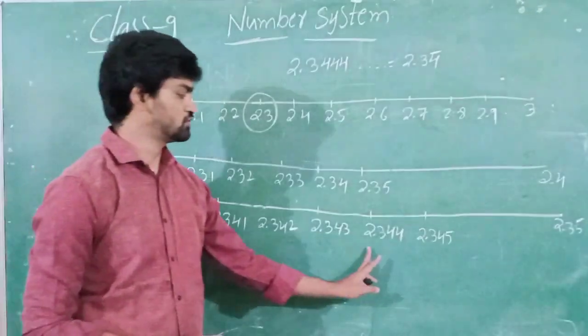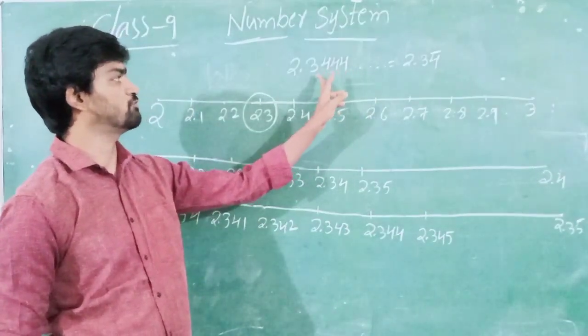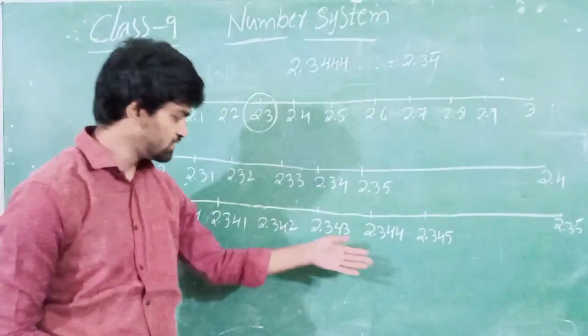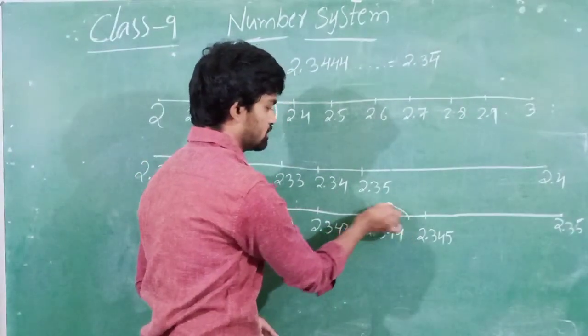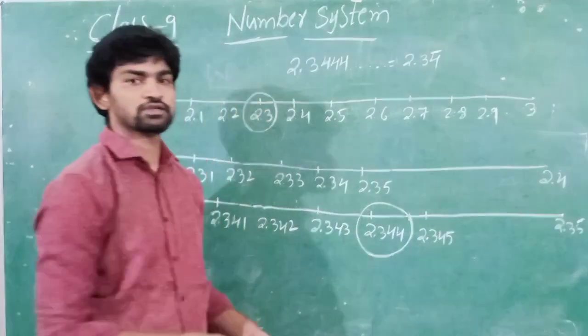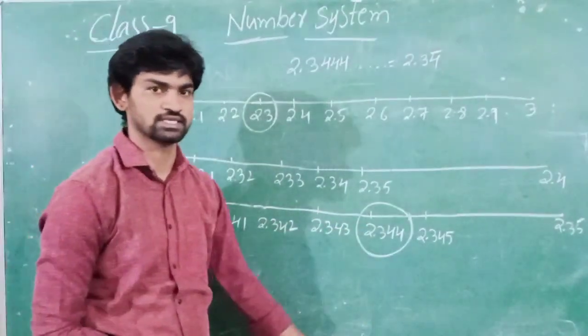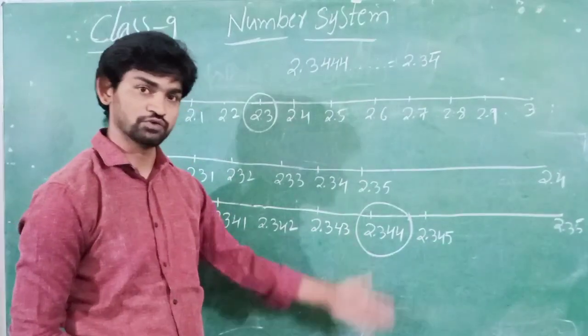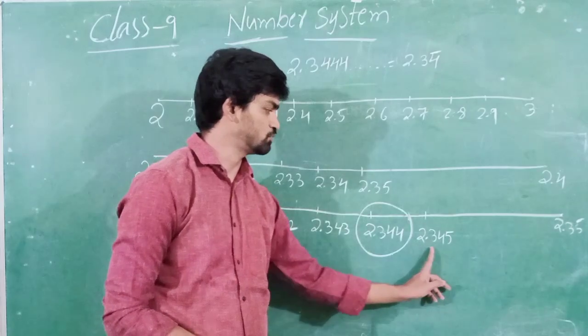Now we got 2.344. Next 2.344, 4 is repeating. So again we have to visualize, so up to here. So this is a visualization of 2.344. You can do up to 2 decimals. That is enough. If you want, you can do with one more decimal also. Next step you will get 2.344 and 2.345.